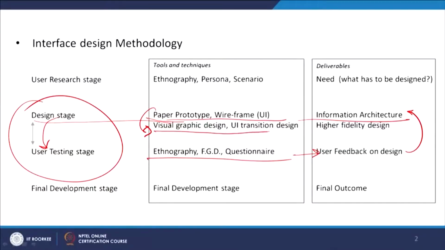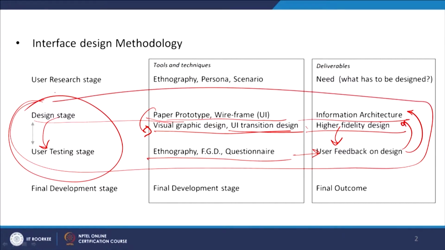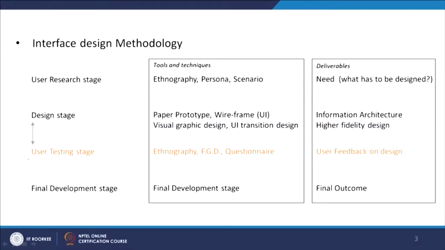Based on that, the information architecture can be changed, and then we go to the high fidelity design, where graphic design and visual graphics are added on top of it, and UI transitions are there. Then, having created the high fidelity design, we again go for user feedback through user testing methods, and again it goes back. This is the iterative part of the design. Today we will discuss the user testing process, tools and techniques, and how the feedback is taken.